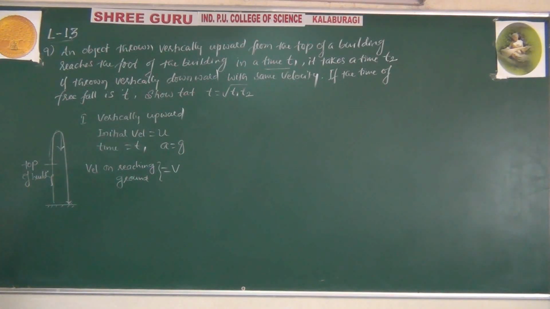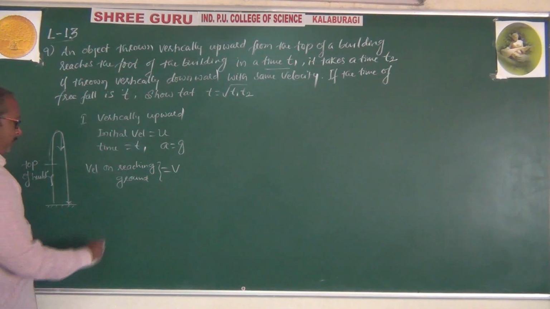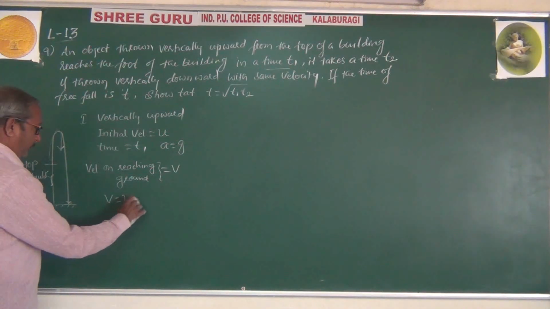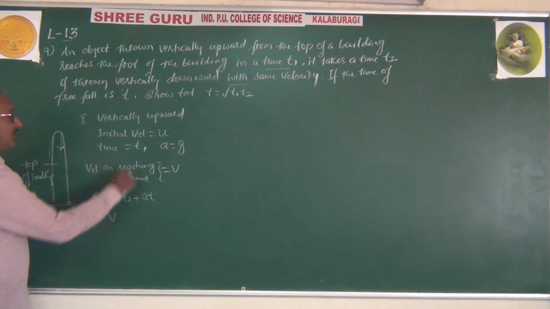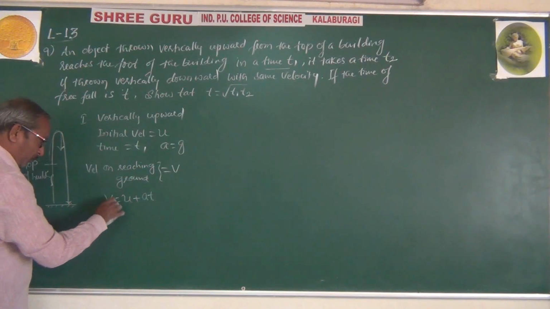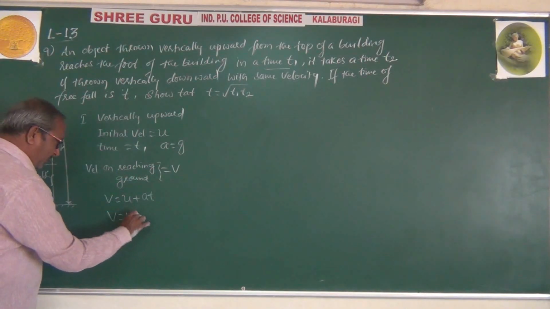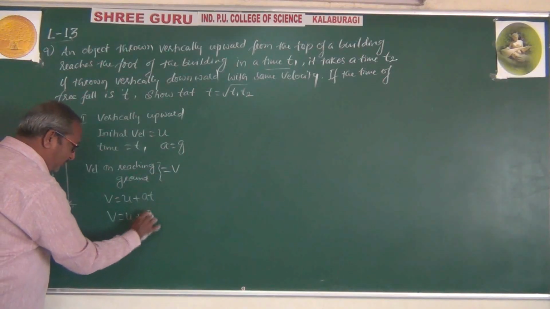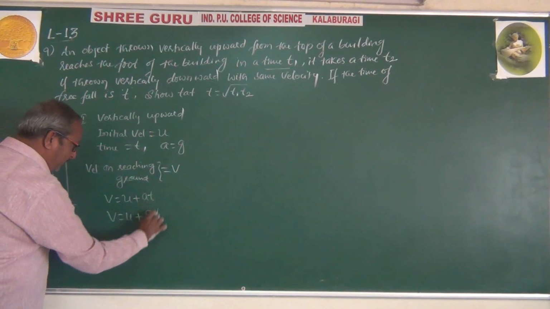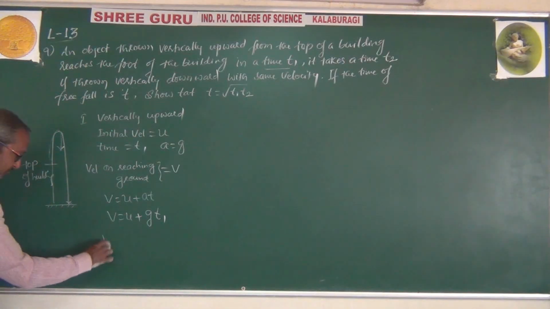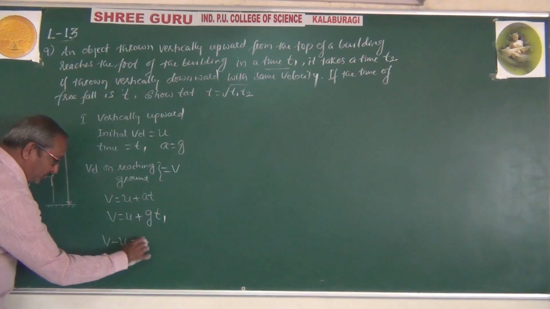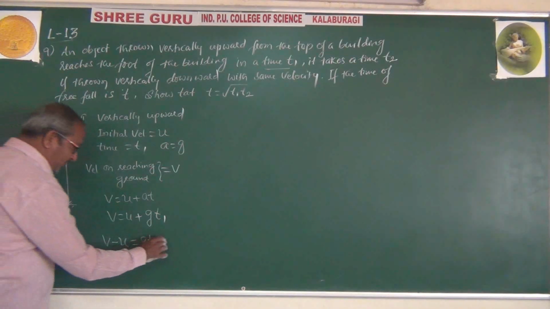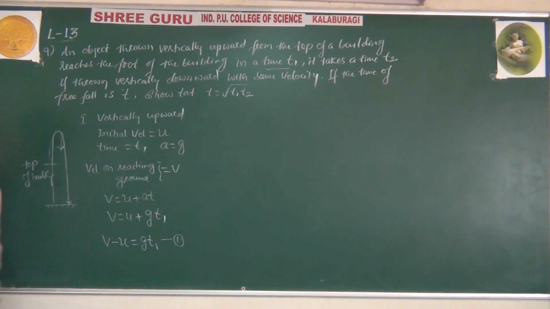Now we have to use v equal to u plus at. Here v is the final velocity and u is the initial velocity. Values are not given. This is a standard question. V equals u plus a t, where a is g and time is t1. Otherwise, v minus u equal to gt1. Say this is equation 1.